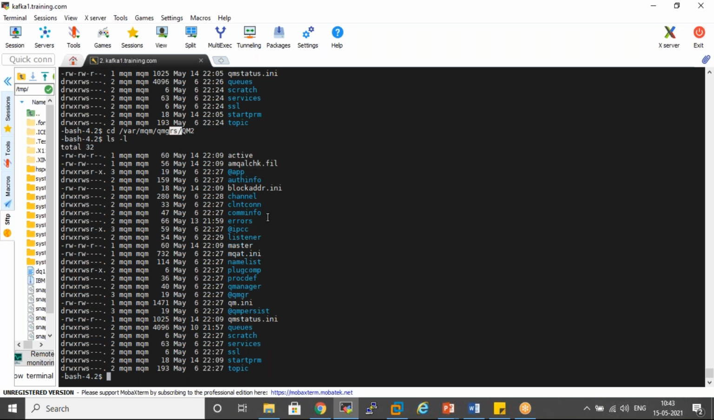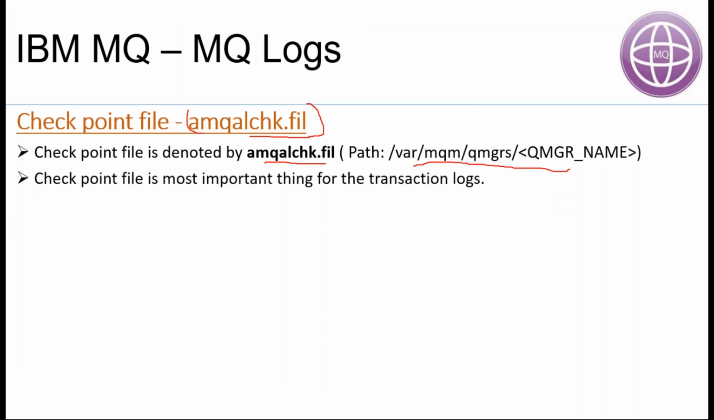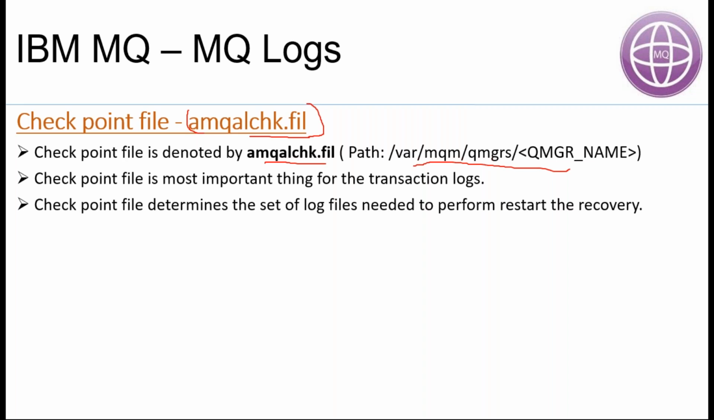So in this working path, we already know a few things, right? We know about the rs directory, we know about qm.ini. Now we are learning a new thing called amqalchk.fil, which is a checkpoint file that manages the transaction logs. The checkpoint file is the most important thing for the transaction logs, and it determines the set of log files that are needed to perform restart recovery. Restart recovery means whenever a queue manager is down, we are going to restart, that is, start the queue manager. That is called queue manager restart recovery.